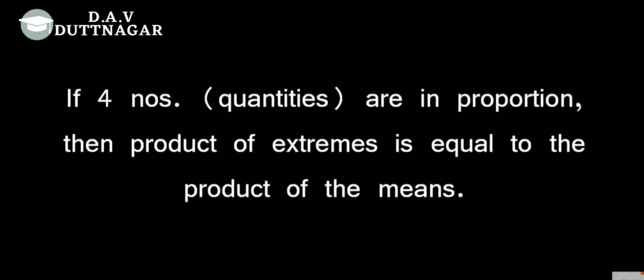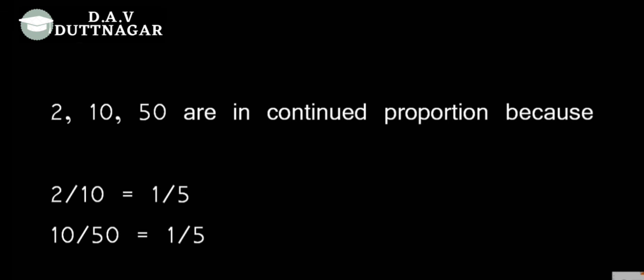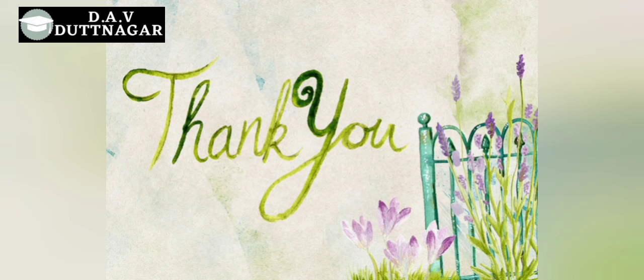So if we have three numbers in proportion in such a way that A is to B is same as that of B is to C, then the three numbers A, B, C are in continued proportion. So let us take an example. 2, 10 and 50 are in continued proportion because 2 is to 10 is 1 is to 5 and 10 is to 50 is again 1 is to 5. Since their ratios are same, so 2, 10 and 50 are in continued proportion. I hope the concept of ratio and proportion is now clear to you.